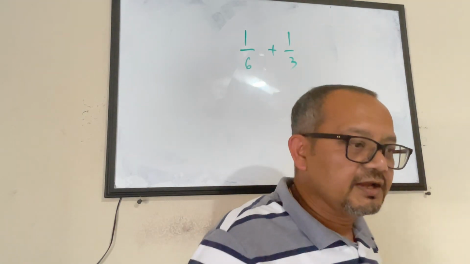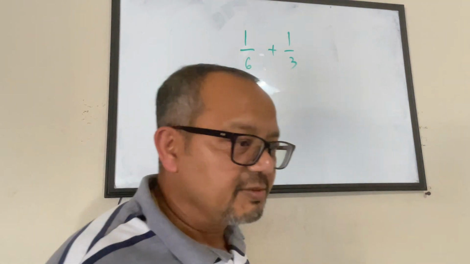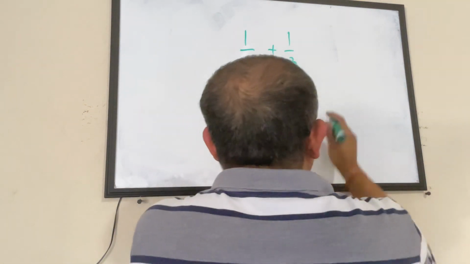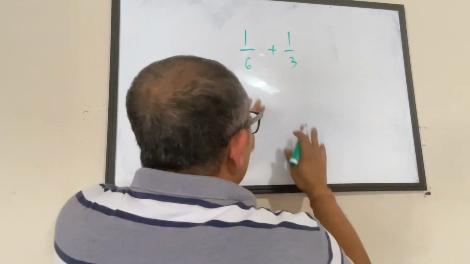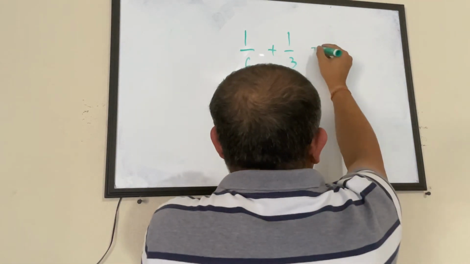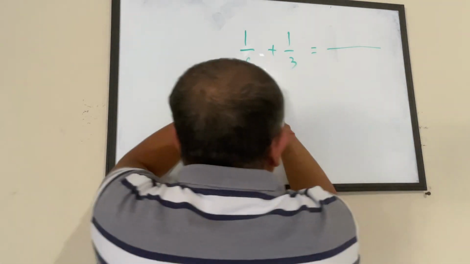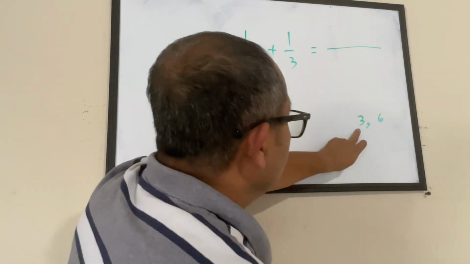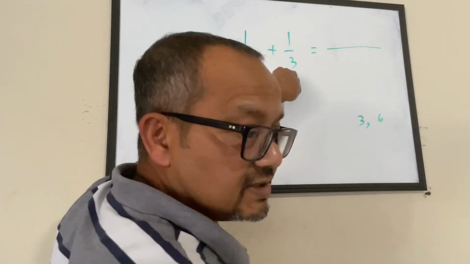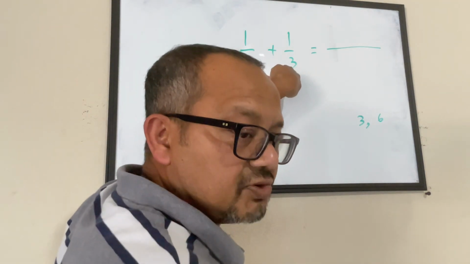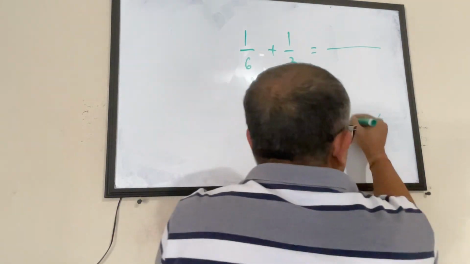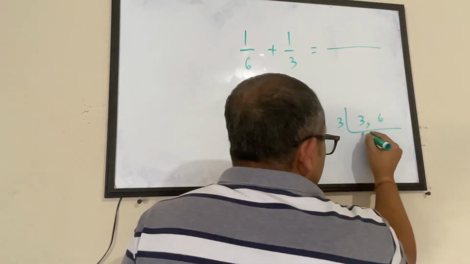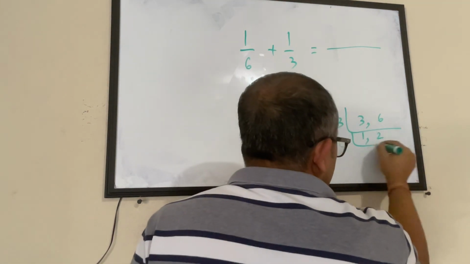Make sure that everybody is looking at the screen if you are not clear about it. First thing I do when I have to do fraction addition is look at the denominators. I have 3 and 6 as my denominators. I have to find out the LCM for these. How do I find LCM? We all know it. Pick up the smallest number, 3. 3 ones are 3, 3 twos are 6.